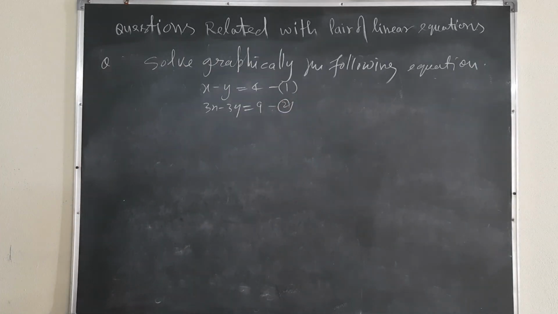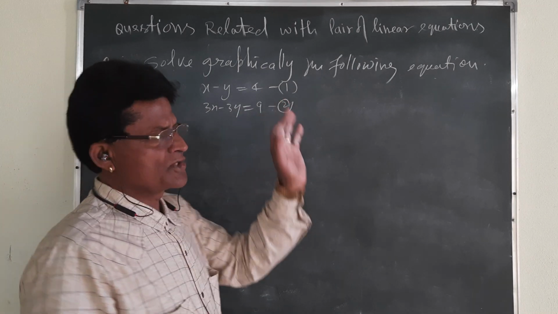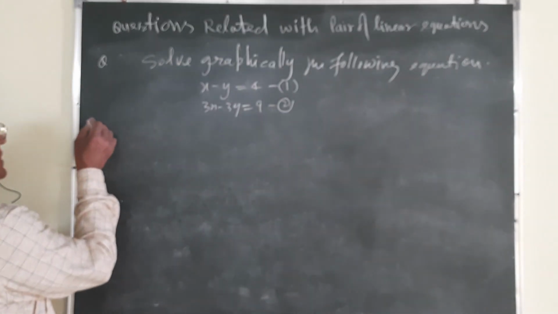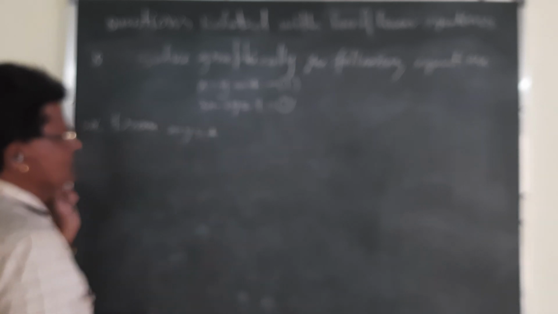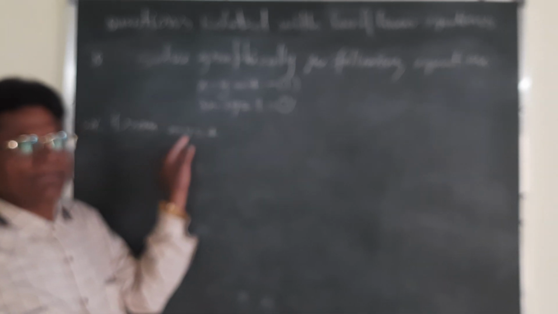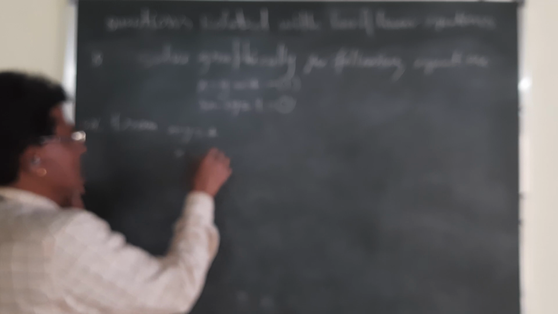I will draw the graph. Let me see what type of solution there will be. See, dear student, that is a very important thing I am taking. First of all, to draw the graph, I told you to make the table first. From equation number one, x minus y equal to 4, I am going to take the value of y in the form of x. You take 4 from the left side to the right side, so y will be equal to x minus 4.